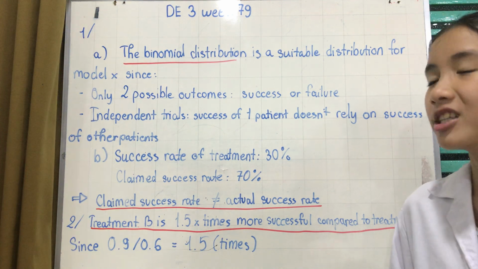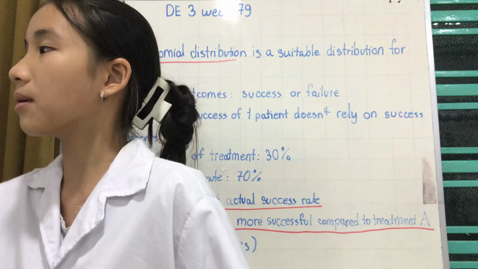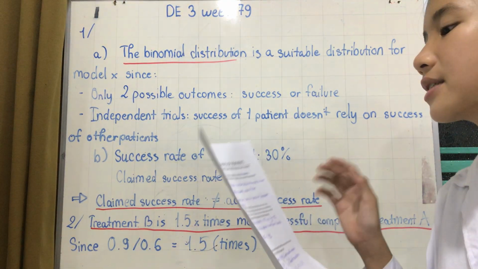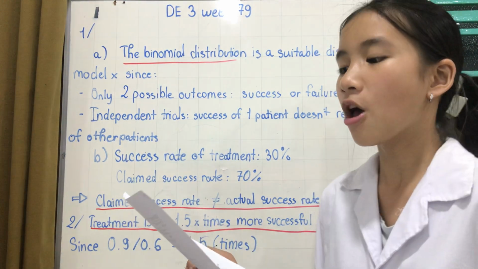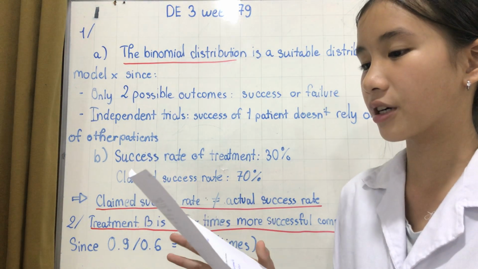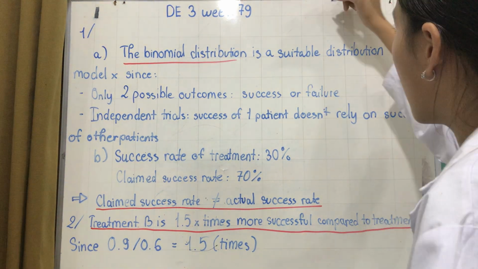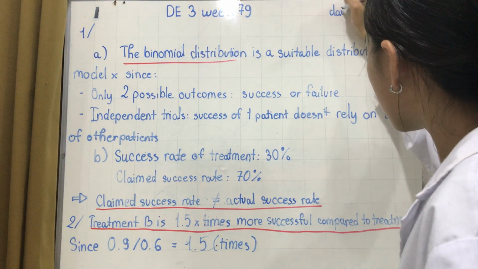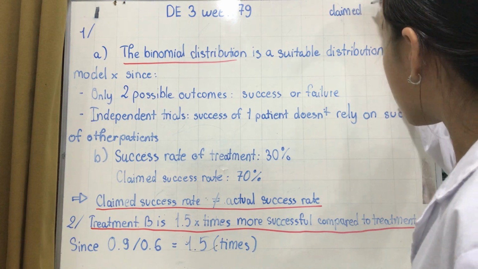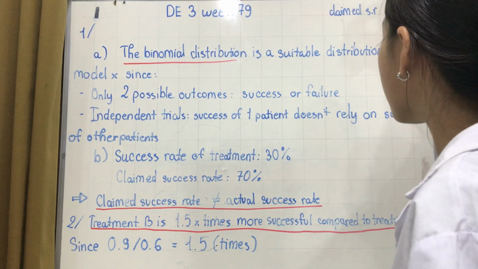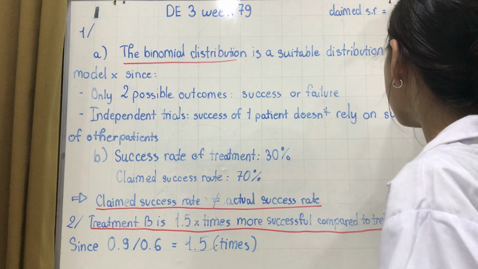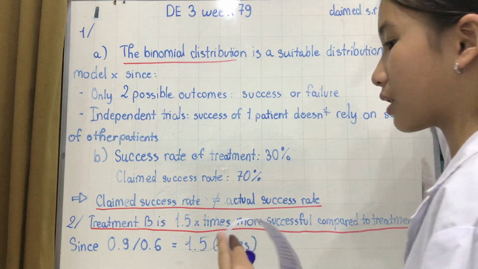So, for the first problem, the success rate of the standard treatment for patients suffering thyroid cancer is claimed to be 70%. So what we know is the claimed success rate, let's put it in abbreviation, will be 70%. That is the information that we know.